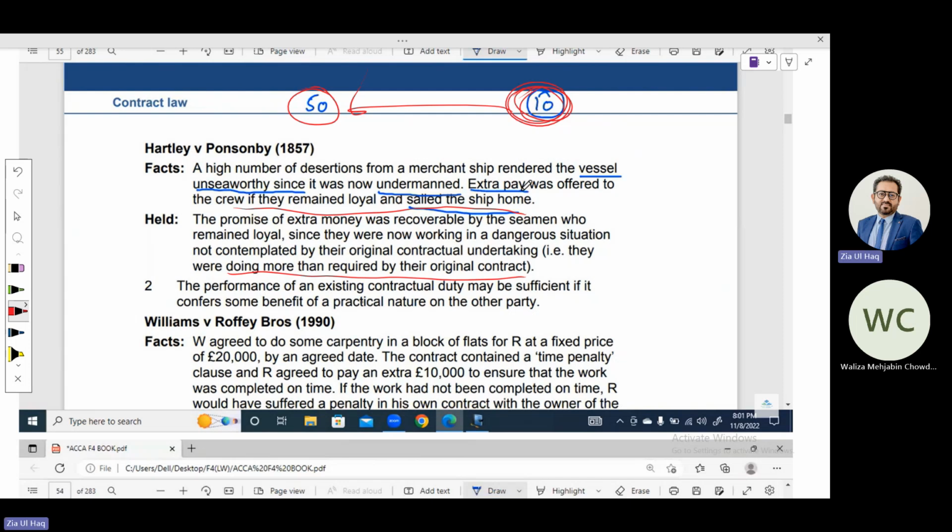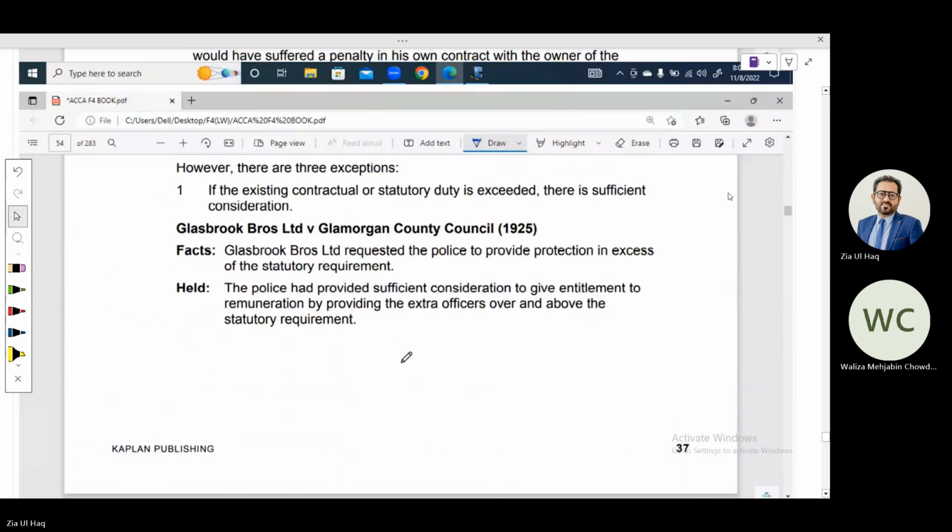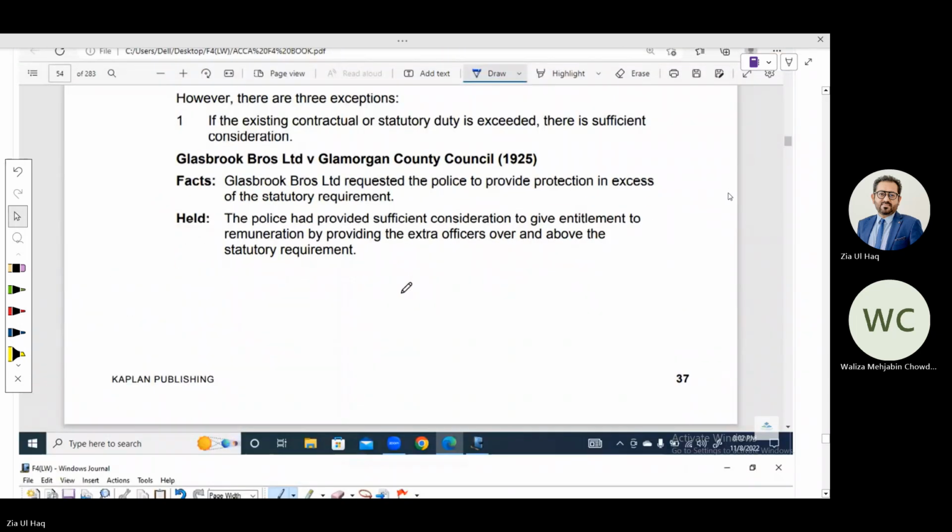The performance of an existing contractual duty may be sufficient if it conferred some benefit of a practical nature on the other party. Let's discuss another case.